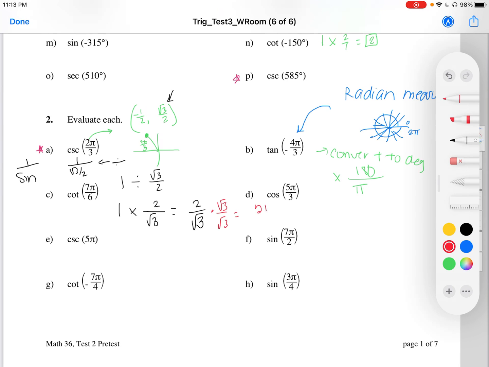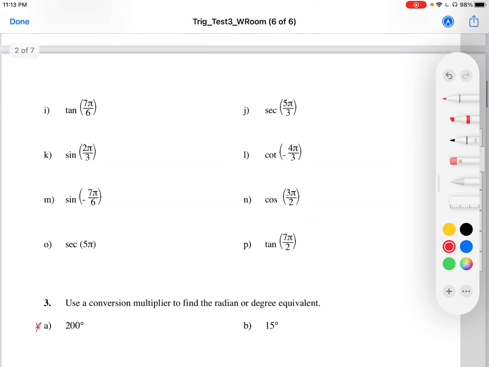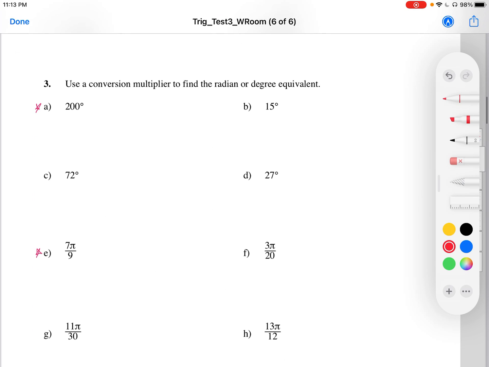So our answer is 2 square root of 3 over 3. All right. The same thing for the rest of them.